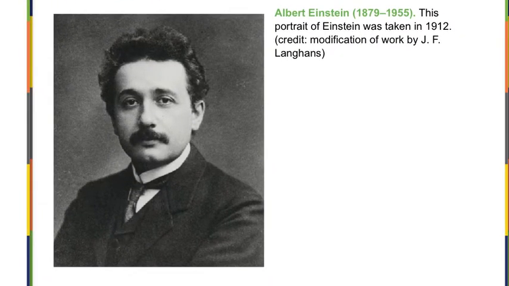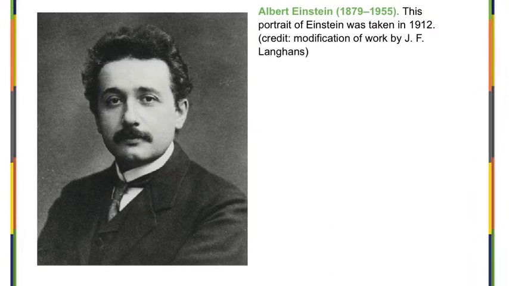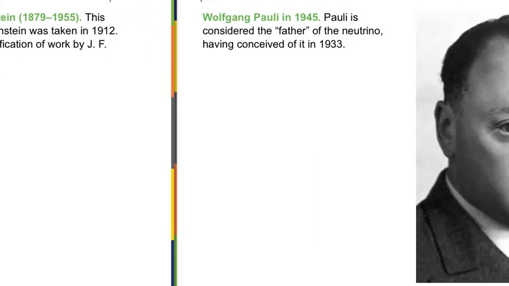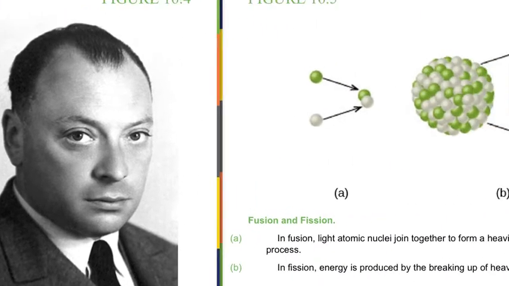His contribution to this discussion was E equals mc squared, which was just an incidental equation in one of his papers, and other people made a big deal out of it, not really him. This is Wolfgang Pauli, who was the father of the neutrino, which is going to show up here in just a second when we're talking about the reactions that produce the energy in the sun.